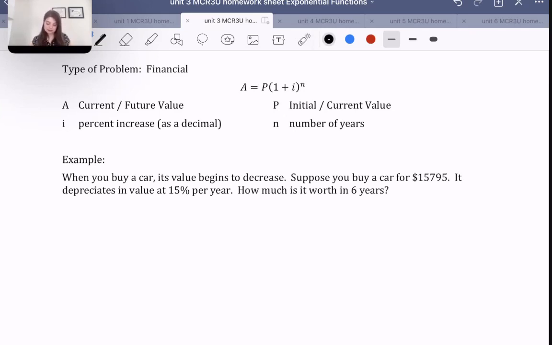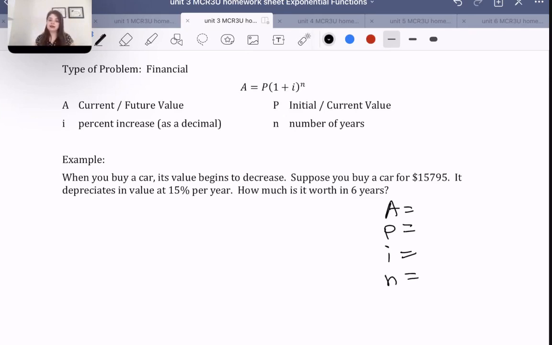It says, when you buy a car, its value begins to decrease. Well, that's true. Suppose you buy a car for $15,795. It depreciates in value at 15% per year. How much is it worth in 6 years? Okay. So first I want to figure out what are A, P, I, and N. That's my very first step here, figuring out all of these values.